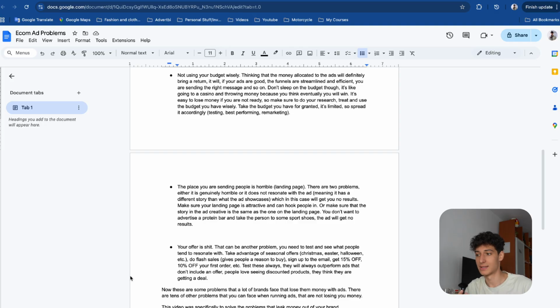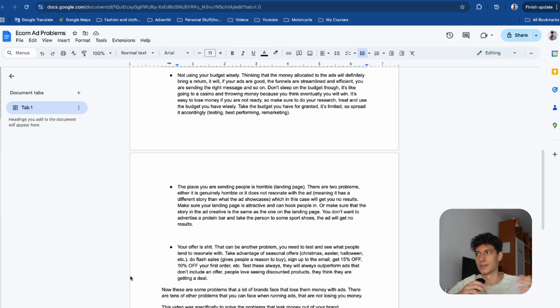So, which in this case will get you no results at all. So make sure your landing page is attractive and can hook people in, or make sure that the story in the ad creative is the same as the one on the landing page. You don't want to advertise a protein bar and take the person to some sports shoes. The ad will get no results. There is no connection between the two of them.